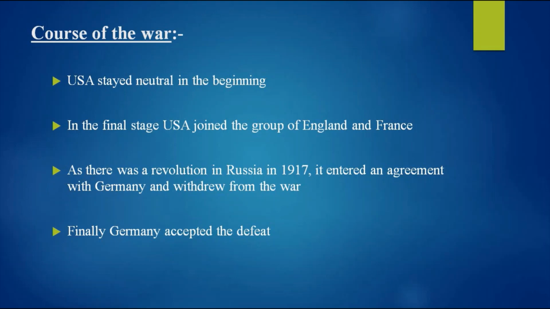In the beginning, the Triple Alliance got the upper hand. But suddenly the USA entered the war, and in the final stage joined the group of England and France. What made the USA enter the First World War? A German submarine destroyed the English ship Lusitania, and that made the USA enter the war.